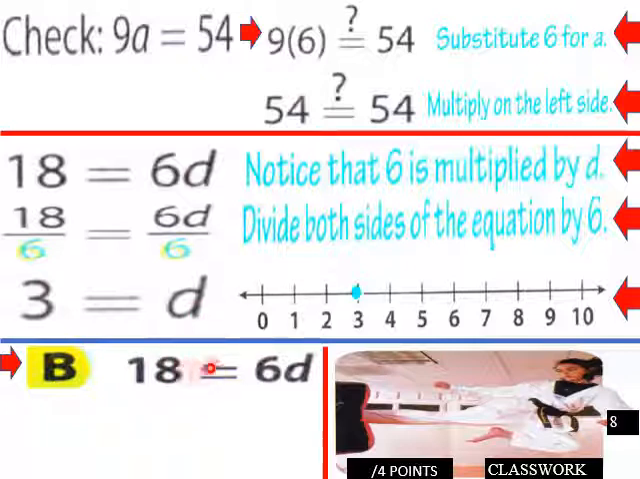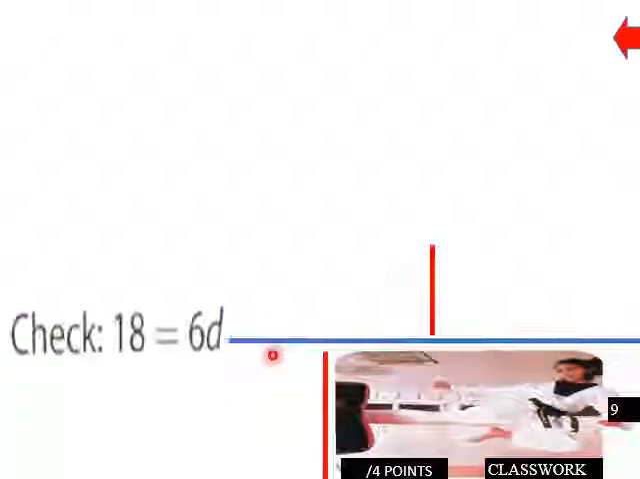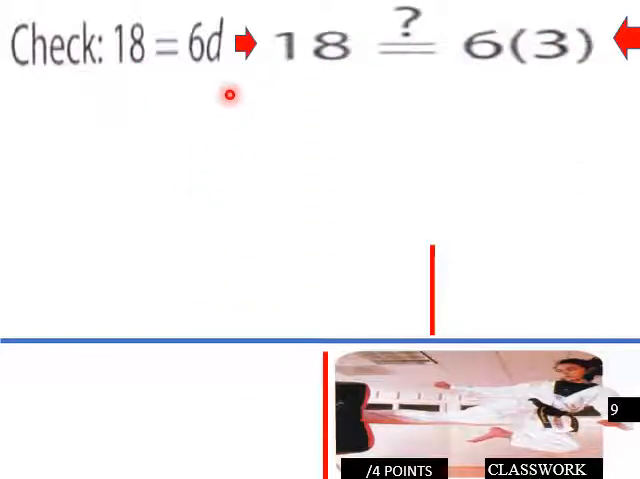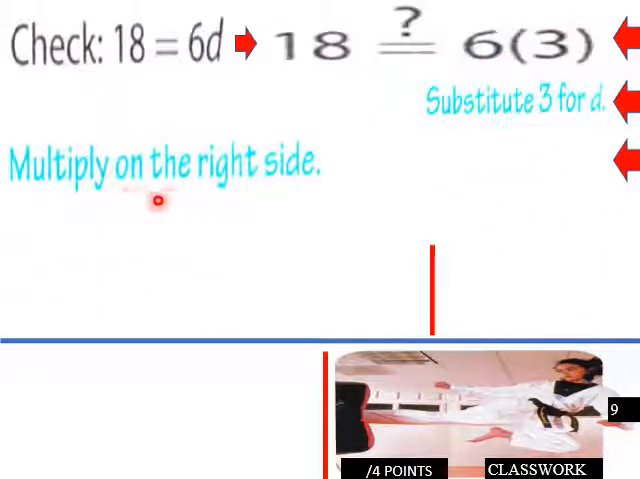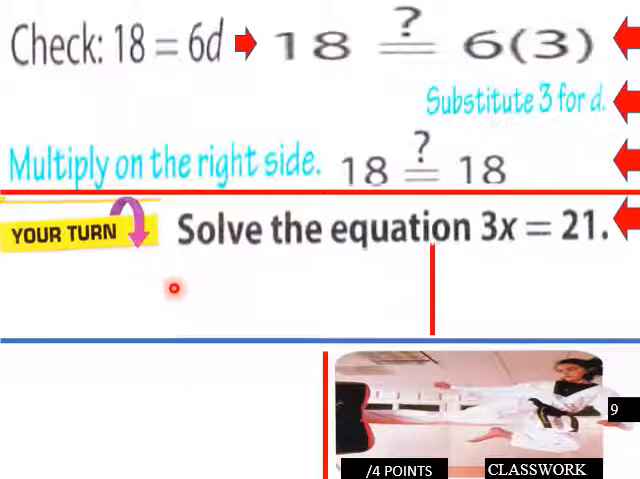To check this, we plug in 3 for d. That's 3 times 6. That would be your check on that. So checking 18 equals 6d, we plug in our solution. Does 18 equal 6 times 3 is the question. Multiply on the right side. Does 18 equal 18? You bet it does. So it looks like 3 would definitely be the solution.